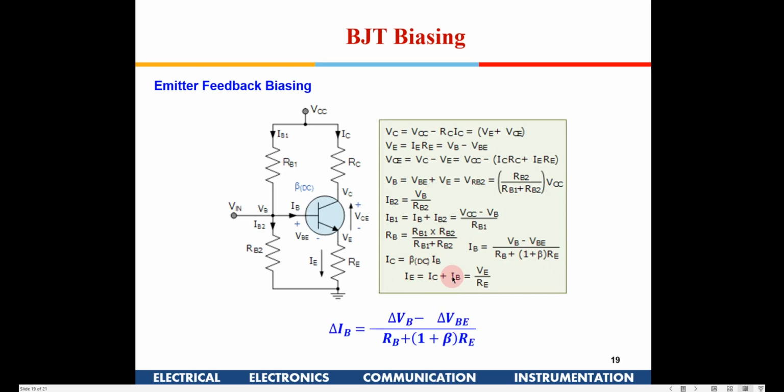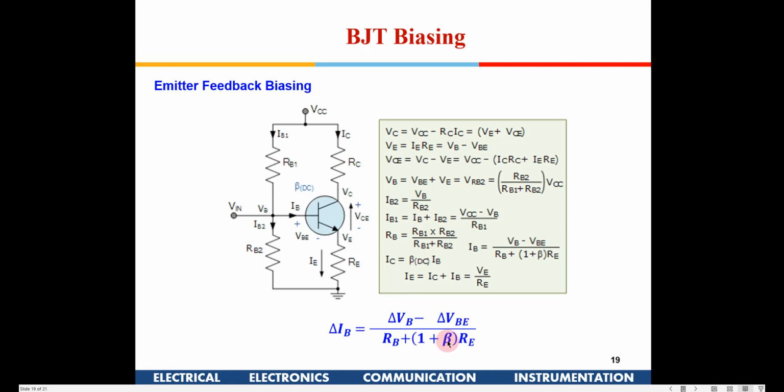Now if I write delta IB, it is delta VB minus delta VBE divided by 1 plus beta times RE, right? I am writing delta out here. Just now if you see, any change in the power supply voltage VCC will cause a change in VB, but that doesn't change the IB drastically, because in the denominator you have 1 plus beta RE.